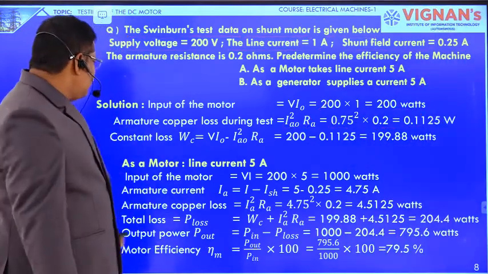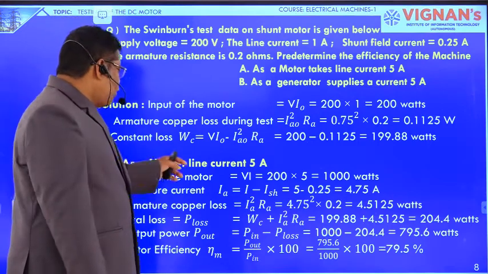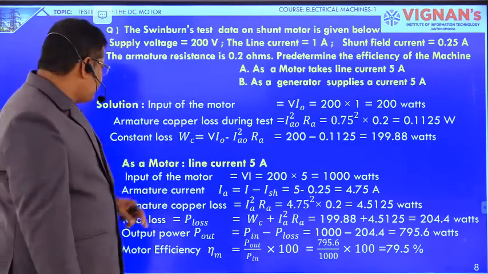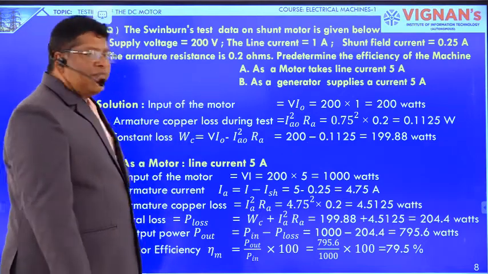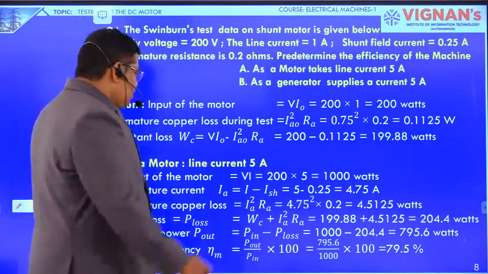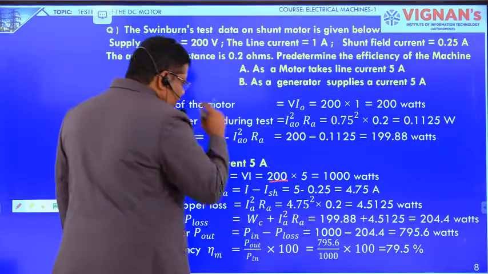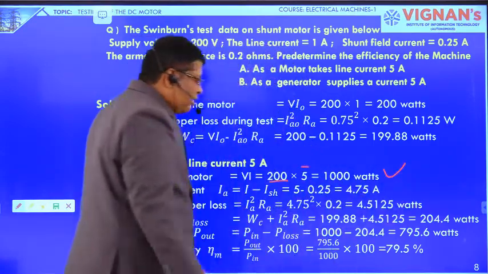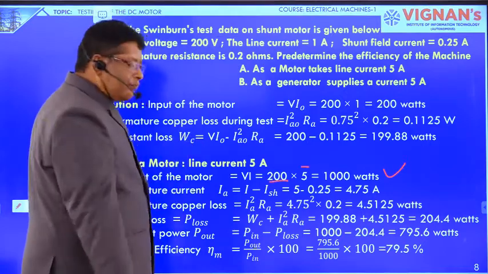Now once you know the constant losses, as a motor, the first case we are going to solve is the efficiency of the motor at 5 amperes of current. At 5 amperes of current, we are calculating the input power, where the voltage is constant. This is the input power taken by the motor, the voltage into current.